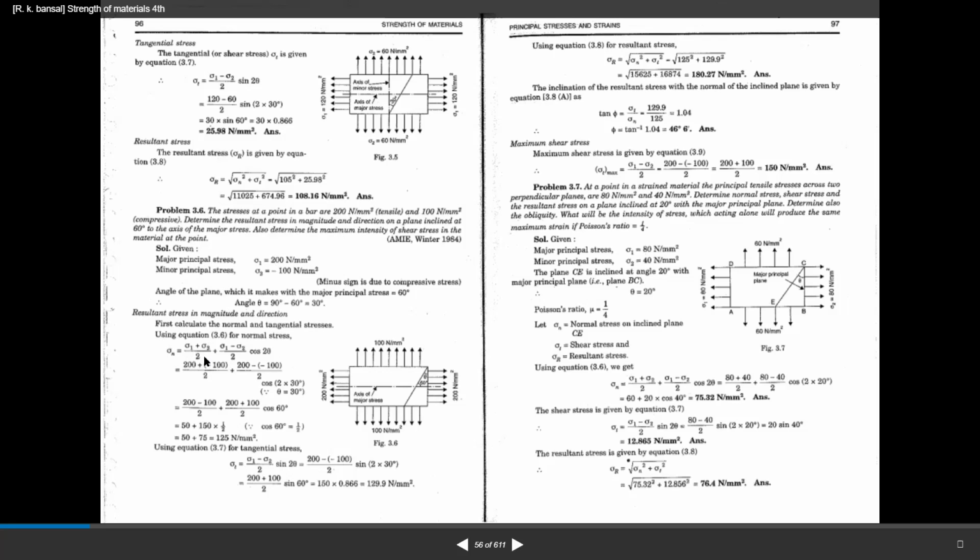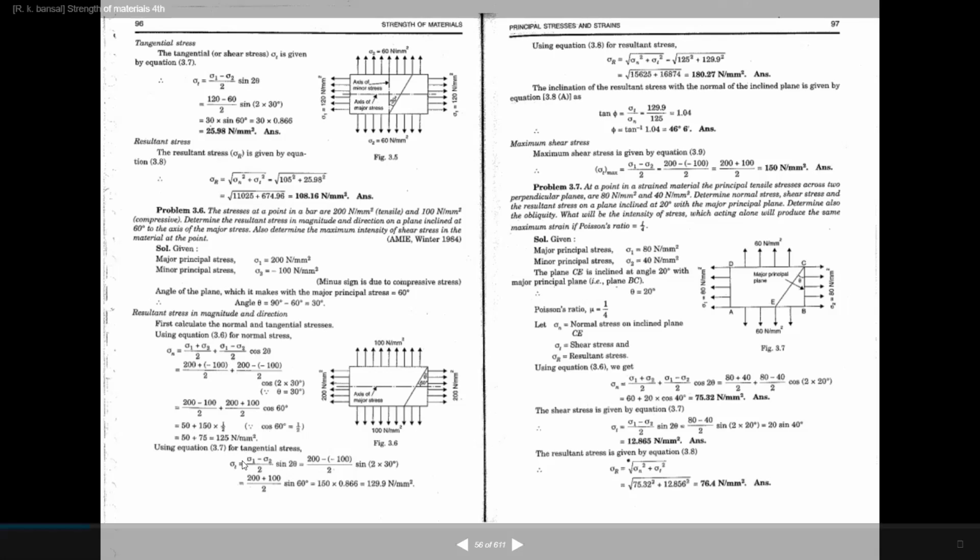Sigma n equals sigma 1 plus sigma 2 by 2, plus sigma 1 minus sigma 2 by 2, cos 2 theta. This is the normal stress formula. Substitute these values, cos 2 into 30, theta value 30. Finally we get 50 plus 150 into 1 by 2, cos 60 equals 1 by 2. 50 plus 75, normal stress totally 125 Newton per mm square. Sigma n value is 125 Newton per mm square.